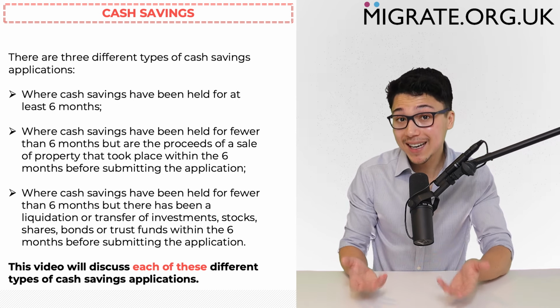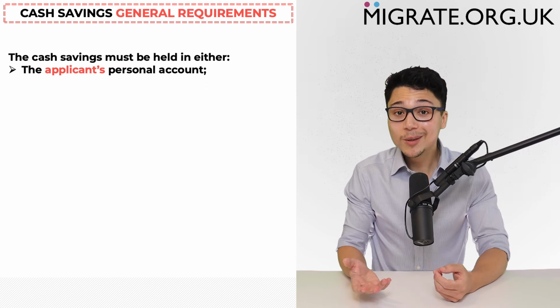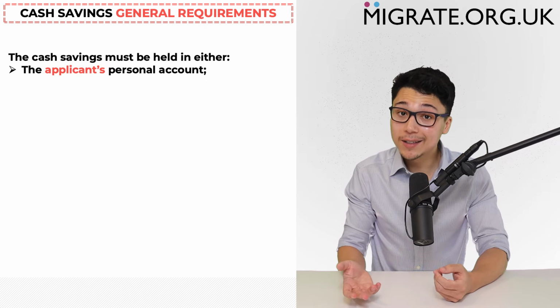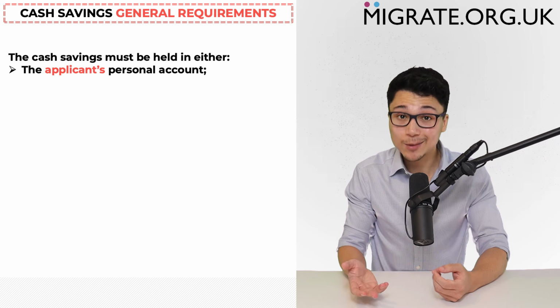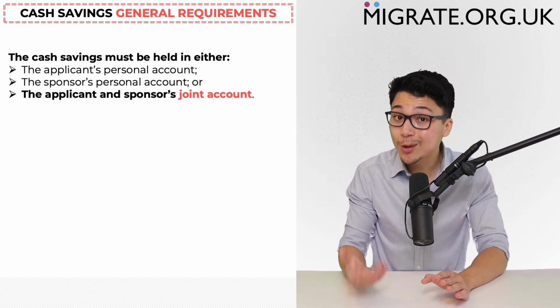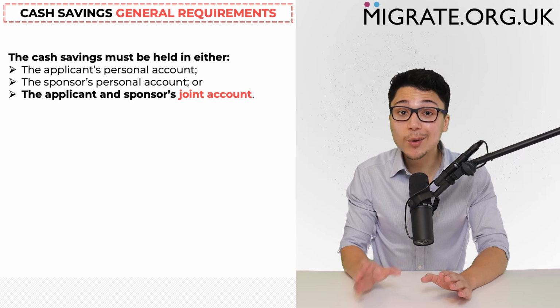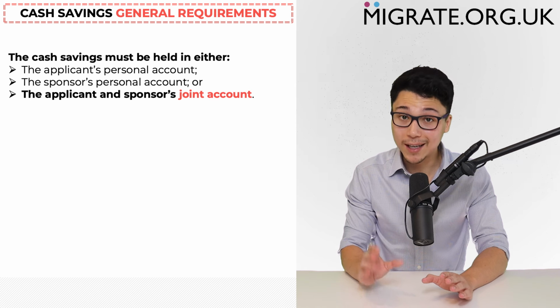Let's first discuss the cash savings requirements that are relevant to all cash savings applications. In all cases, the cash savings must be held in either the applicant's personal account, the sponsor's personal account, or the applicant and sponsor's joint account. So yes, applicants can include their cash savings toward the financial requirement for all applications.